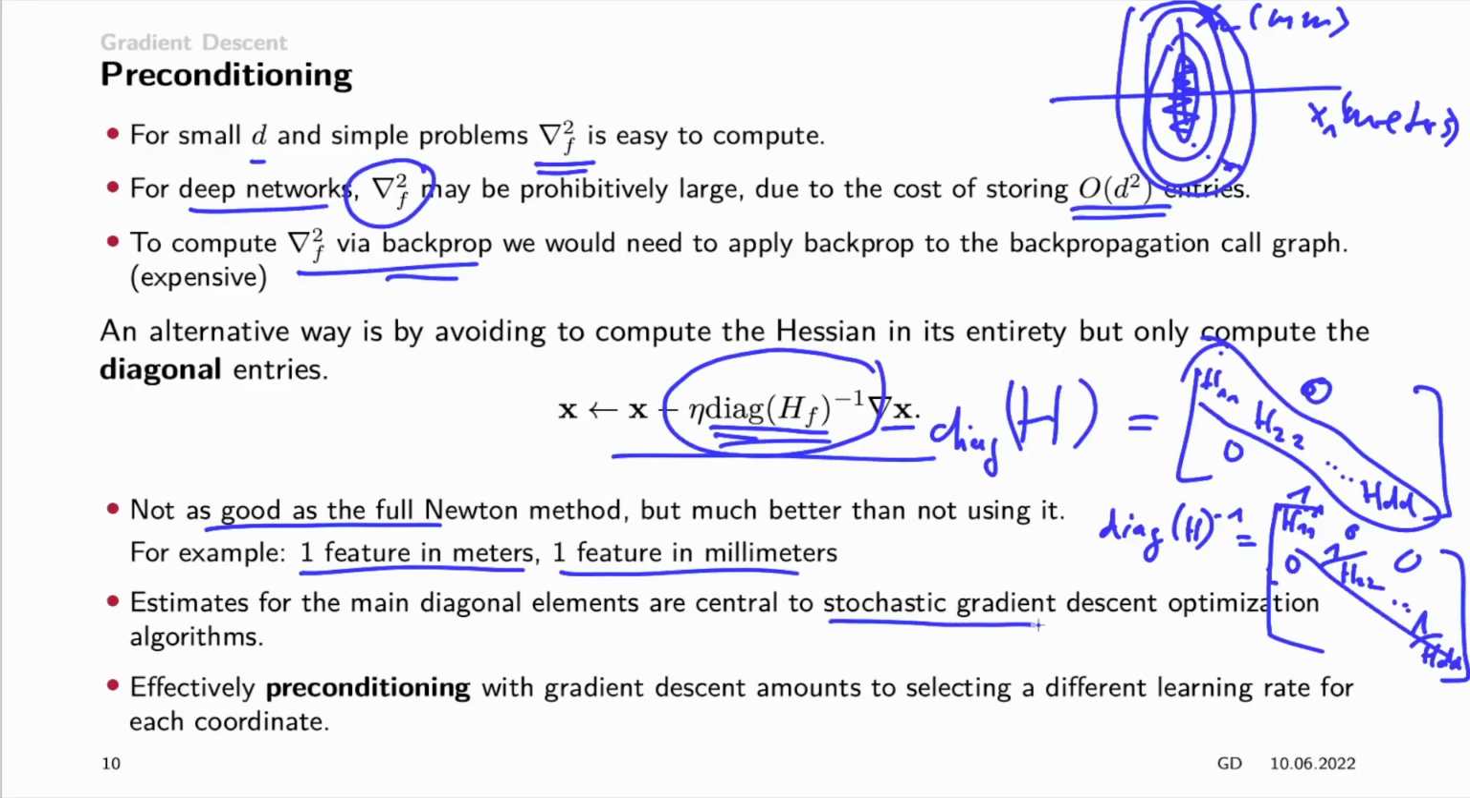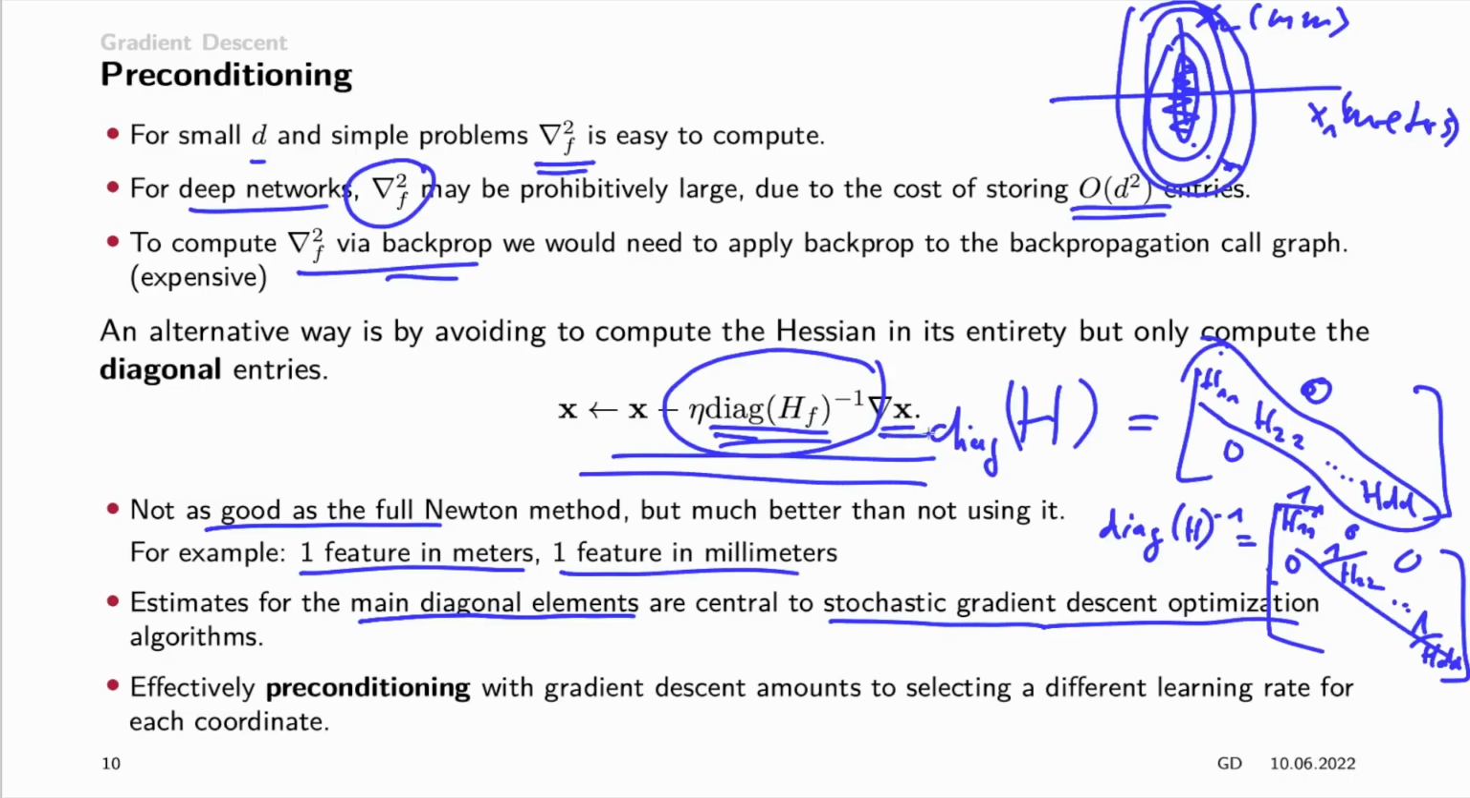And by using the information about the curvature, it will tell you that there are different scales in these two dimensions, and it will speed up the convergence a lot for problems like this, where you have these very long drawn level sets. So there is huge interest in at least estimating the entries of the Hessian, or the diagonal values of the Hessian in deep learning. In stochastic gradient descent optimization, there are many algorithms that try to estimate the main diagonal elements of the Hessian. Another term that denotes these algorithms that work with the diagonal elements of the Hessian to improve optimization is called preconditioning.